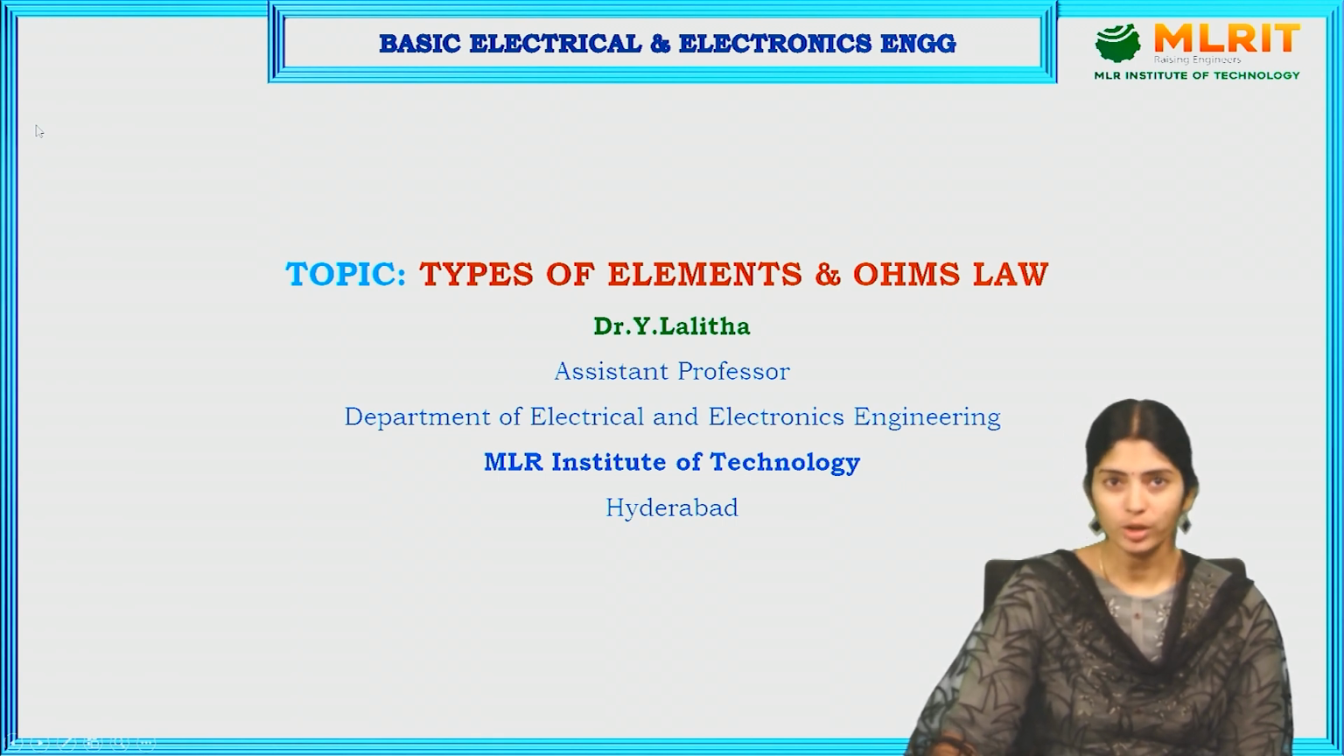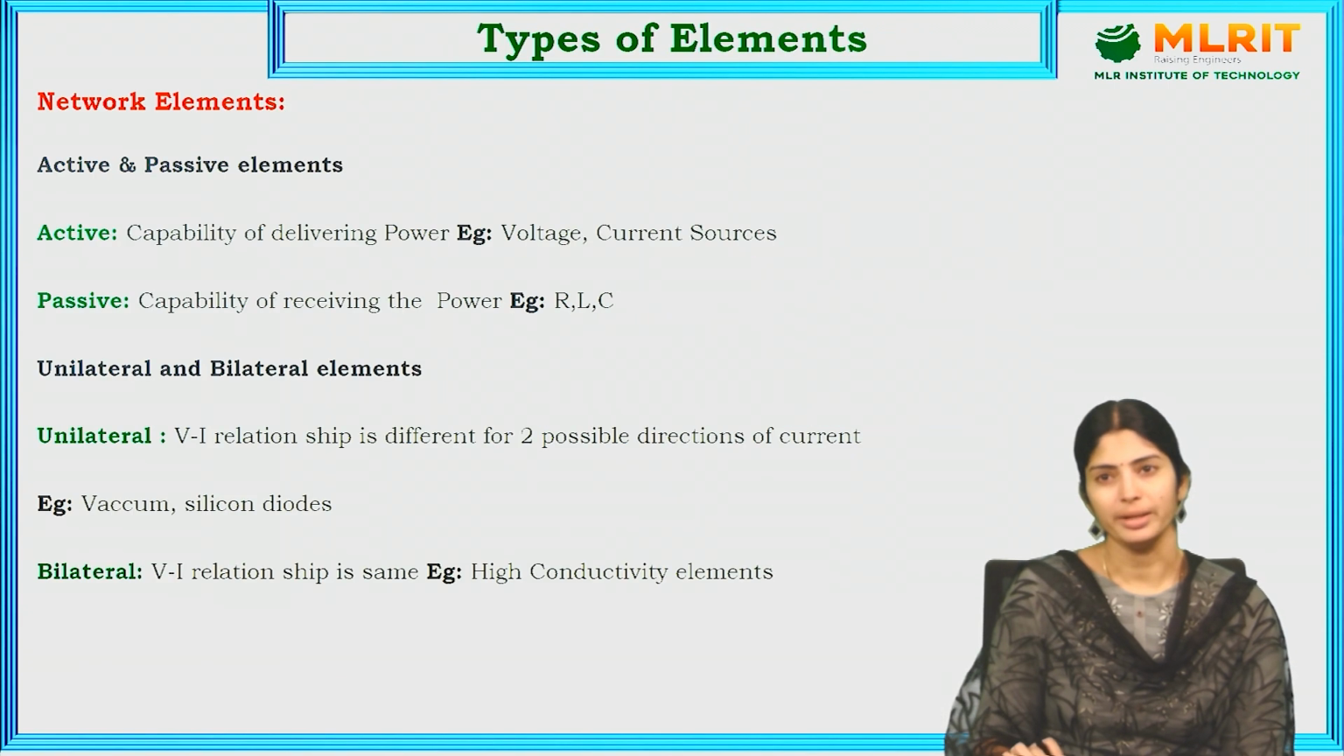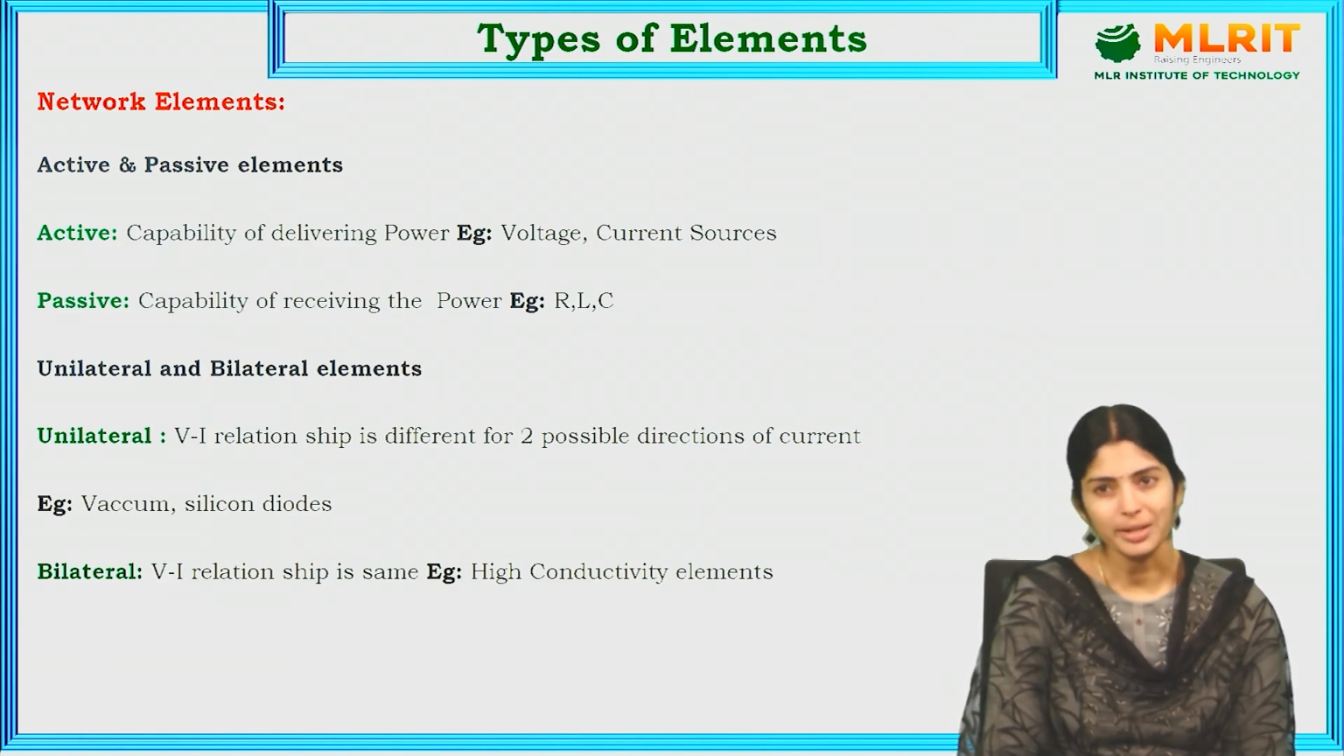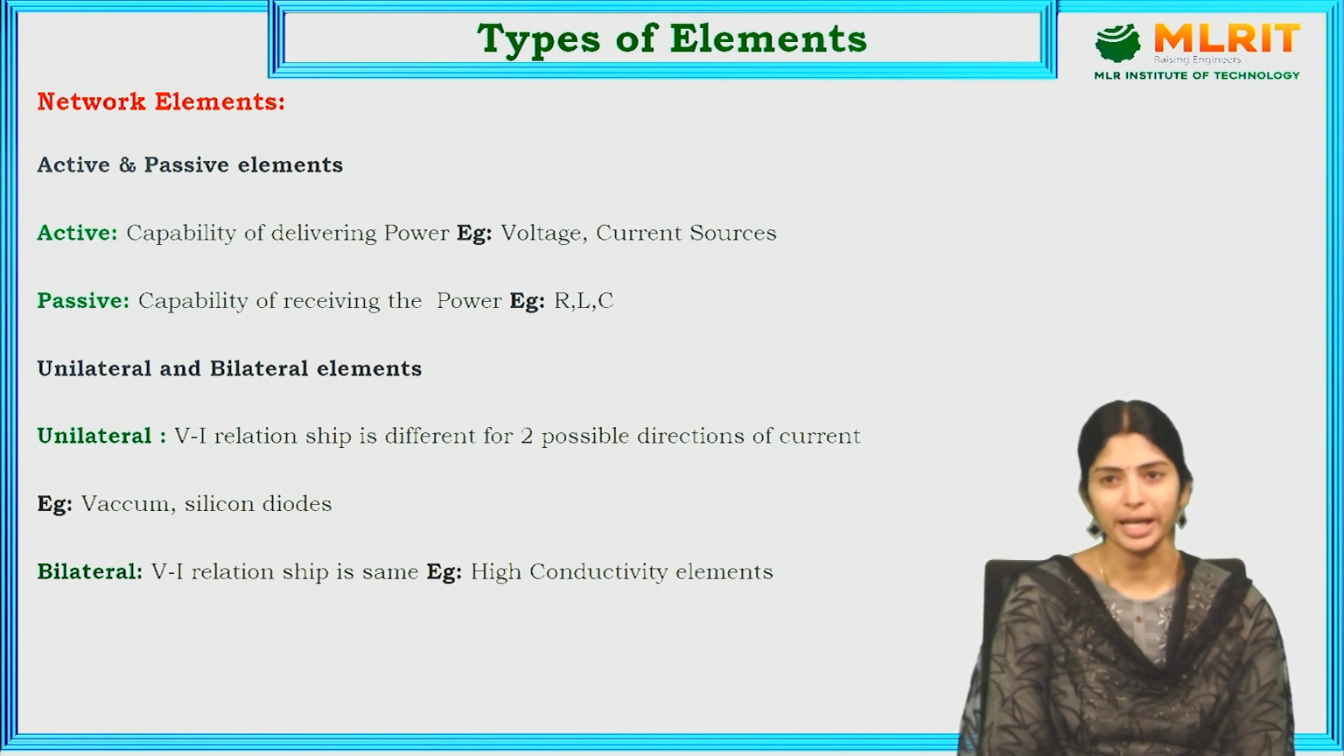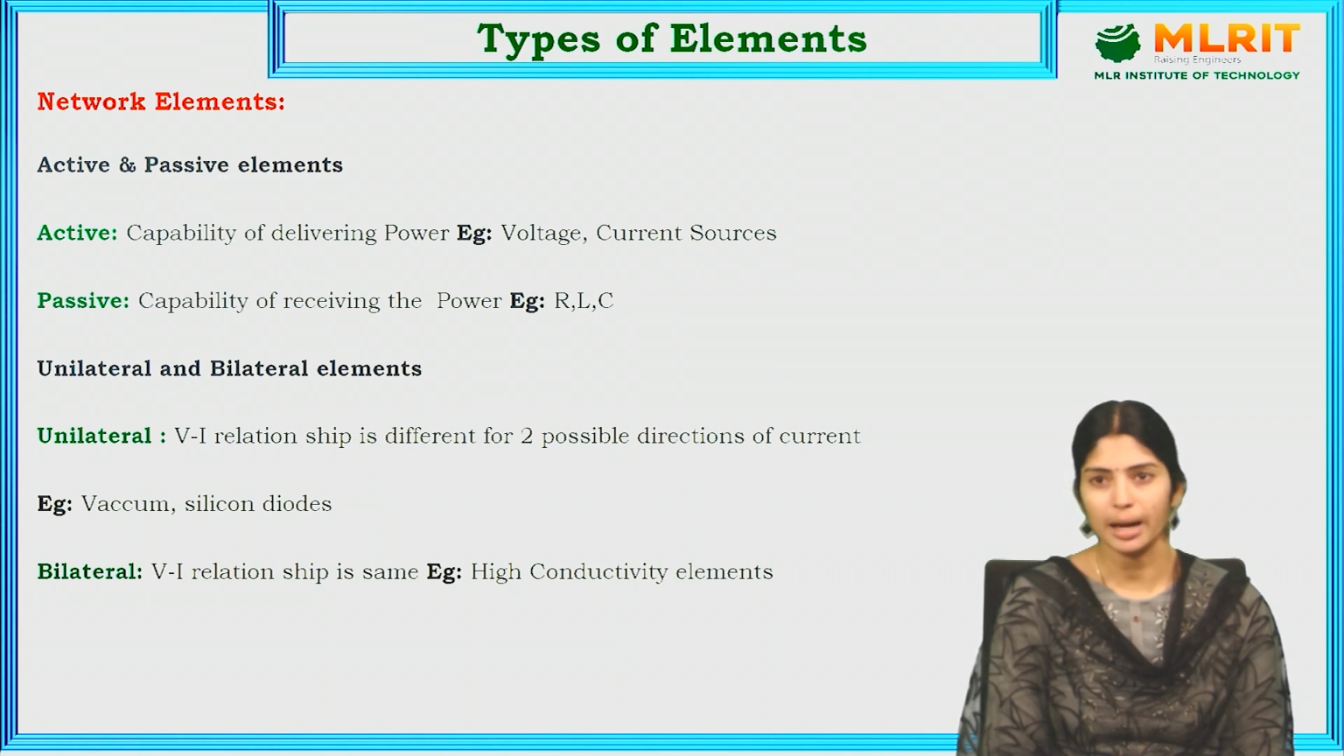In today's video lecture, I am going to explain about the types of elements and Ohm's law. Coming to the types of elements, main network elements are classified into four types. They are active and passive elements, unilateral and bilateral elements, linear and nonlinear elements, lumped and distributed elements. Mainly all the network elements are classified into these four types only. So now let us see each type in detail.